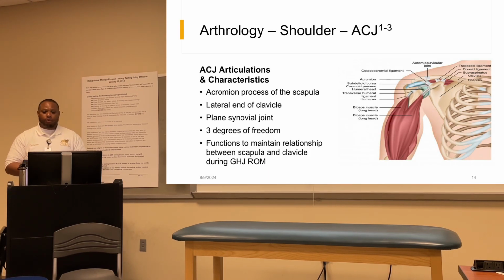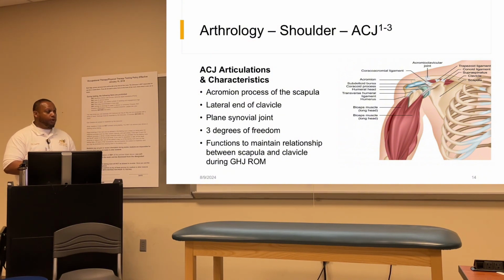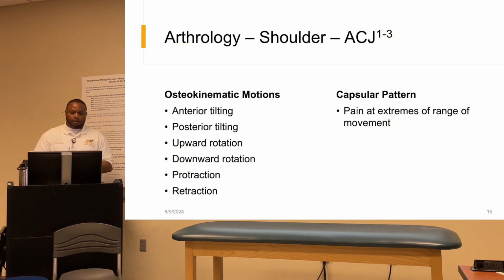Now we're gonna talk about the acromioclavicular joint. So the acromioclavicular joint consists of the articulation of the acromion process of the scapula and the lateral end of the clavicle. It's considered a plane synovial joint, also with 3 degrees of freedom. Now it functions to maintain a relationship between the scapula and the clavicle during glenohumeral joint range of motion. So that is significant. And then the osteokinematic motions at the acromioclavicular joint: anterior tilting, posterior tilting, upward rotation, downward rotation, protraction, and retraction. And these are actually the movements that the scapula makes when referred to tilting.